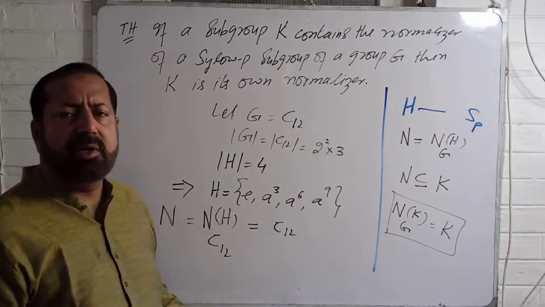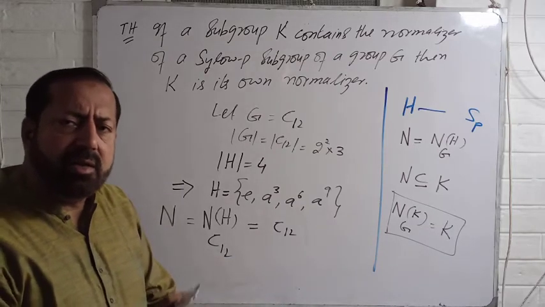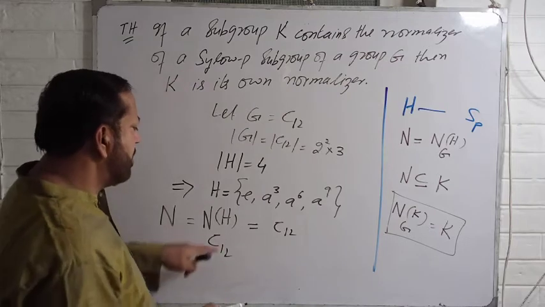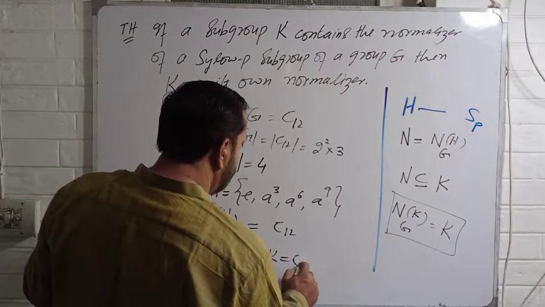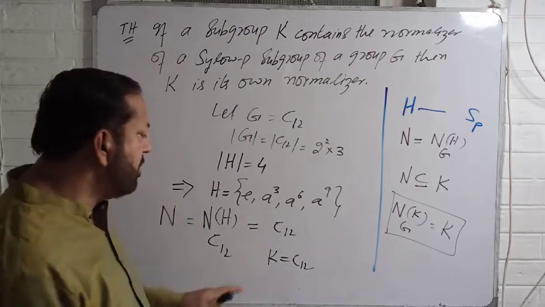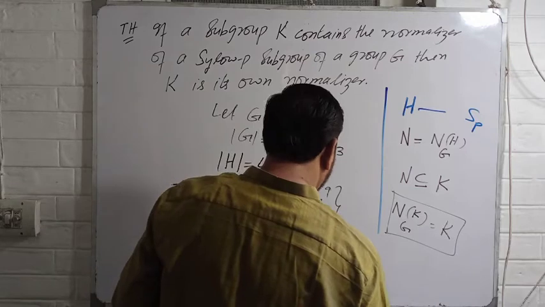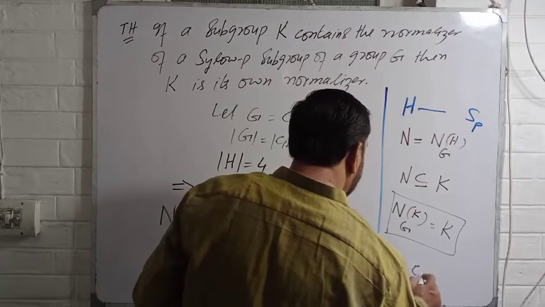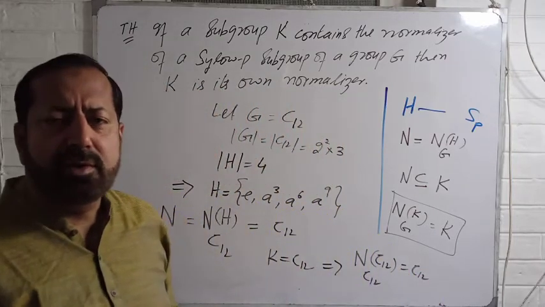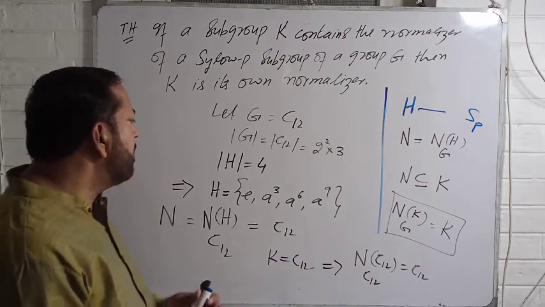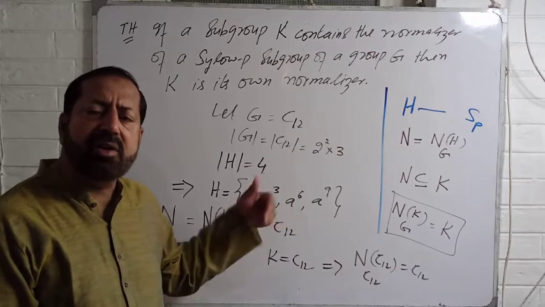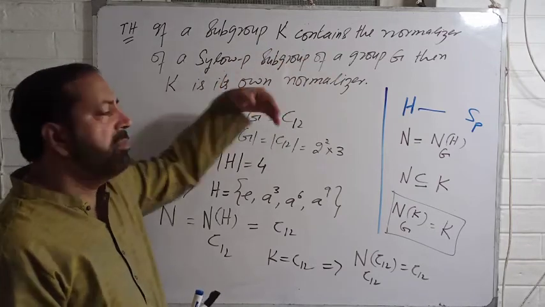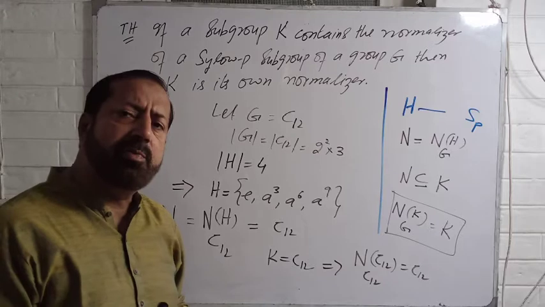Now this is the only possibility: you can choose K equal to C12. Any other K will not serve, right? Because the condition is that K contains the normalizer. If you take K equal to C12, then it is very trivial. Of course, the normalizer of C12 in C12 is C12. The normalizer of G in G is G, there is no problem, okay? So in this case, you have no possibility of such a K other than C12, because the condition is that K must contain the normalizer of a Sylow-p subgroup. So you have chosen a Sylow-p subgroup.